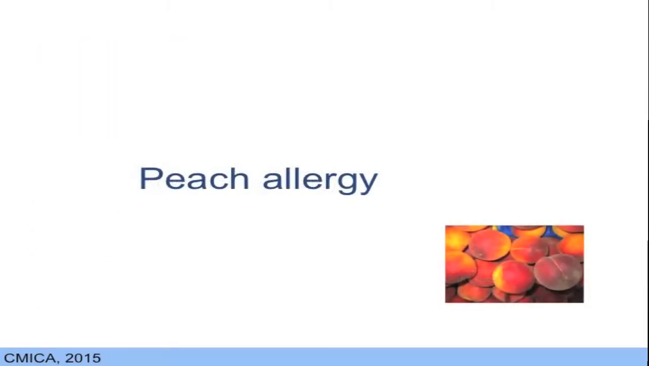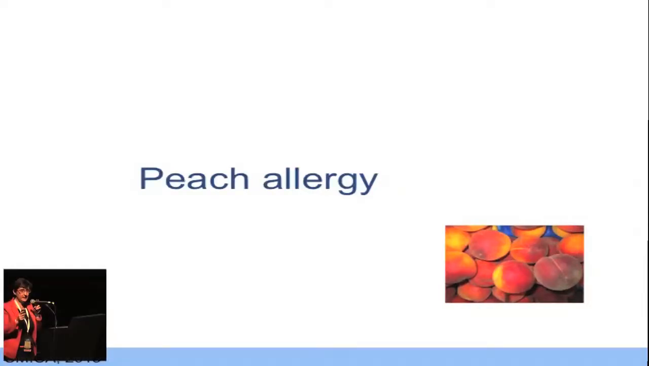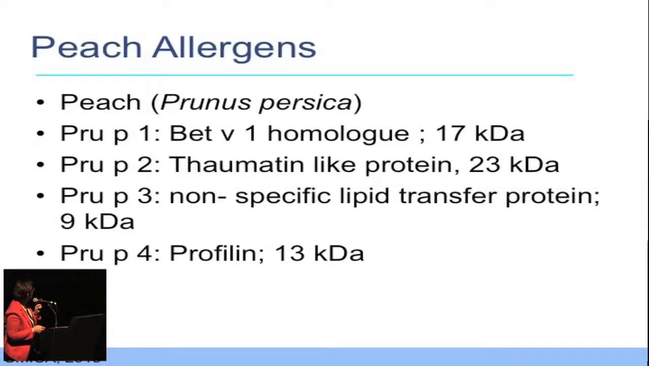So I would now like to show you some examples where we get information out of allergen testing, of molecular testing, and I would like to start with peach allergy. Of course, these data are coming from Europe, but they may be familiar in your area too. So far, in peach, we have 4 identified allergens.